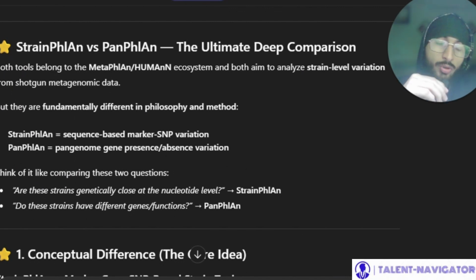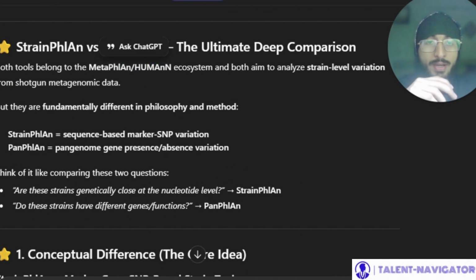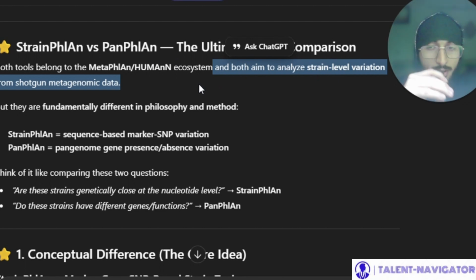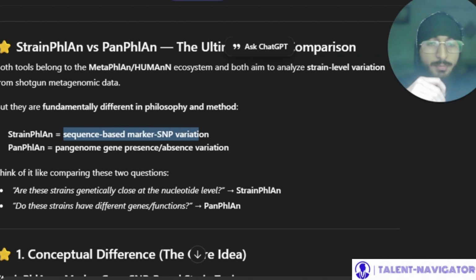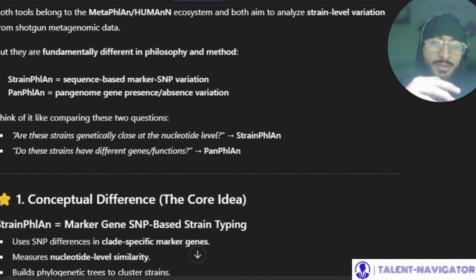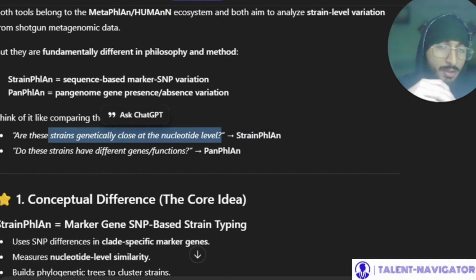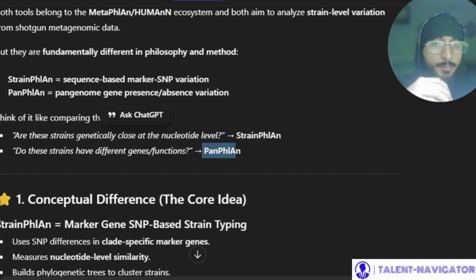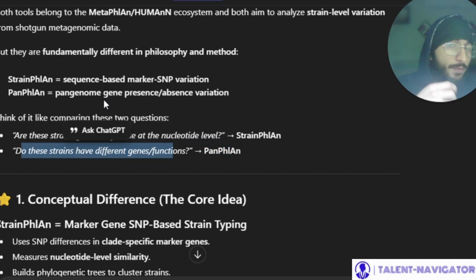Right, now moving on, the PanPhlAn comparison with it. So both tools belong to the MetaPhlAn family, and both aim to analyze strain-level variation from shotgun metagenomic data. But they're fundamentally different in philosophy and method. StrainPhlAn is basically sequence-based marker SNP variation, and PanPhlAn is pan-genome gene presence or absence variation. So the questions that they ask: firstly, StrainPhlAn would ask, are these strains genetically close at the nucleotide level? And on the other hand, PanPhlAn would ask, do these strains have different genes or functions?